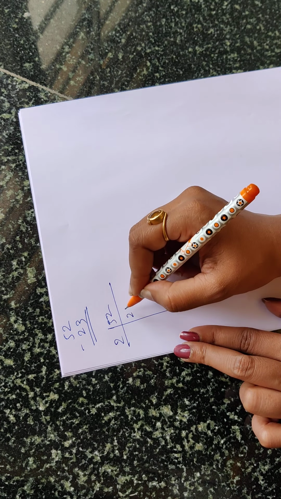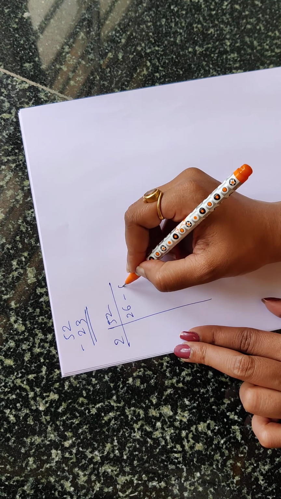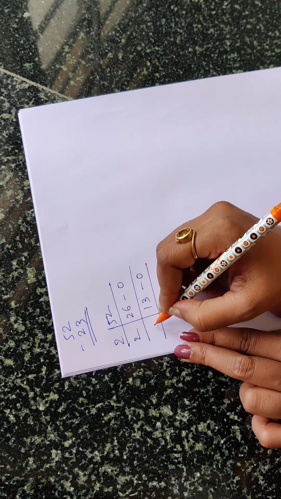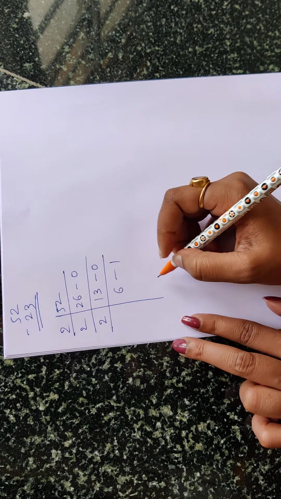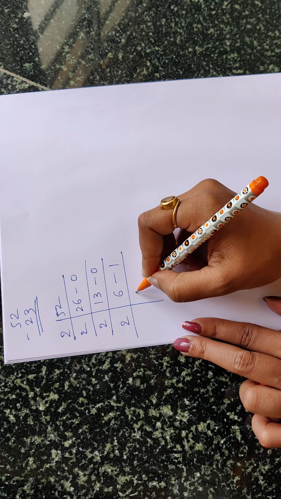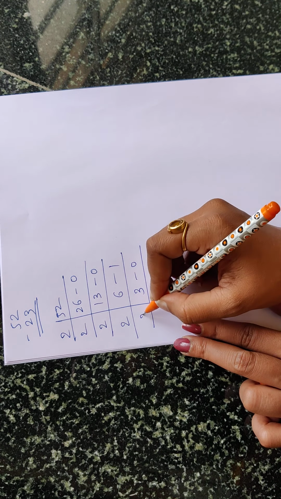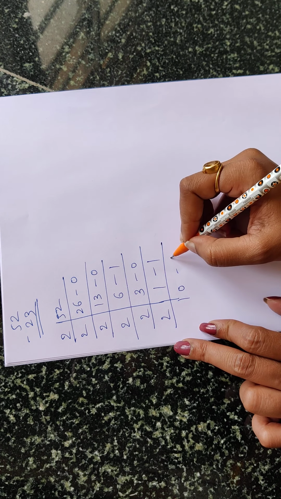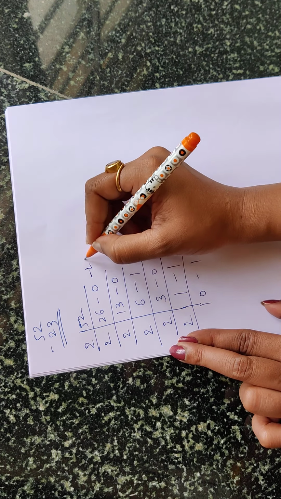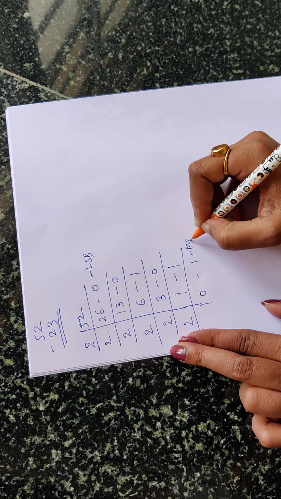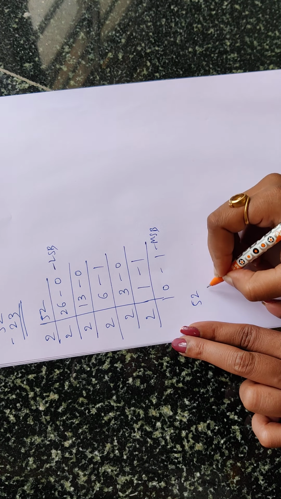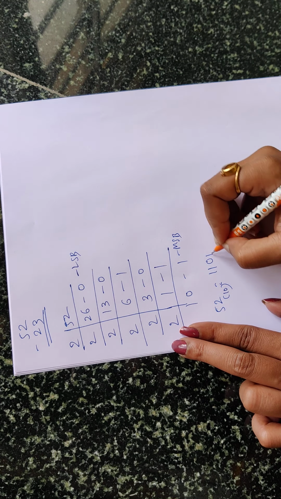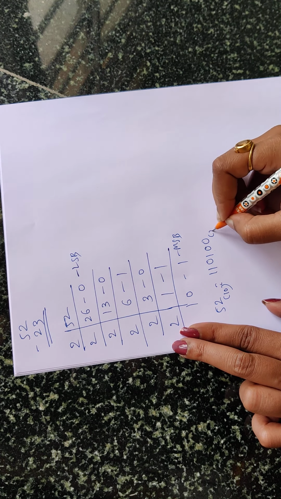2 2s are 4, 2 6s are 12, 0 is the remainder. 2 1s are 2, 2 3s are 6, 0 is your remainder. 2 6s are 12, 1 is a remainder. 2 3s are 6, 0 is a remainder. 2 1s are 2, 1 is a remainder. 2 zeros are 0, and 1 is a remainder. So this is your LSB, this is your MSB. So 52 to the base 10 is equal to 110100 to the base 2.